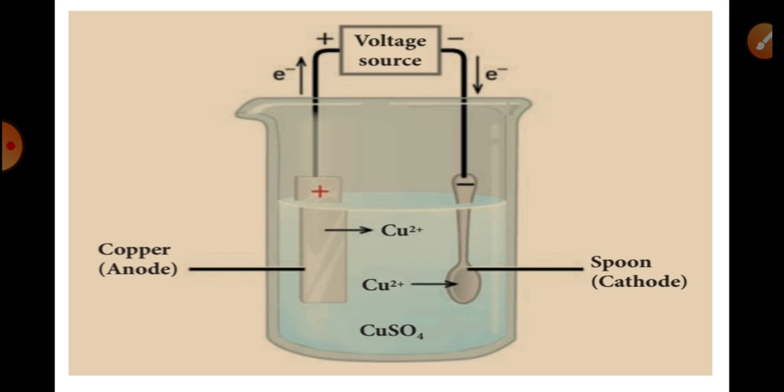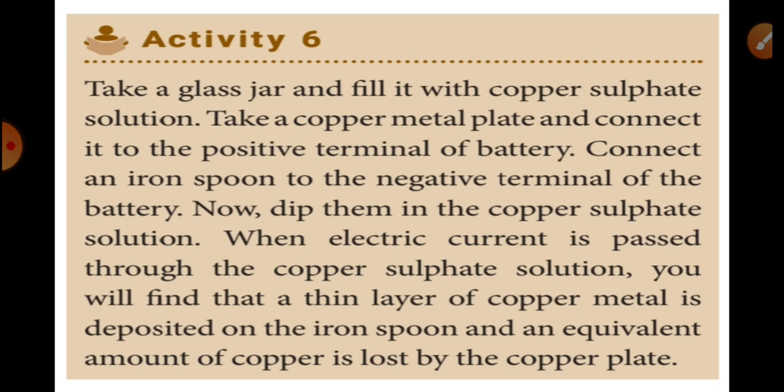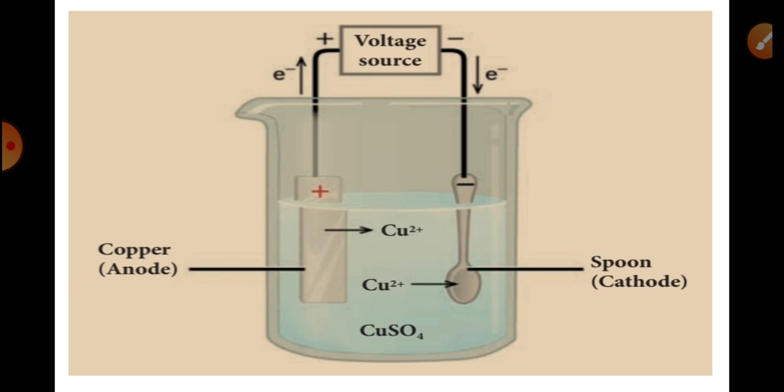So this is electroplating and its applications, and now we are going to discuss Activity 6 related to electroplating. Here we can take a glass jar and fill it with copper sulfate. I will explain that here.